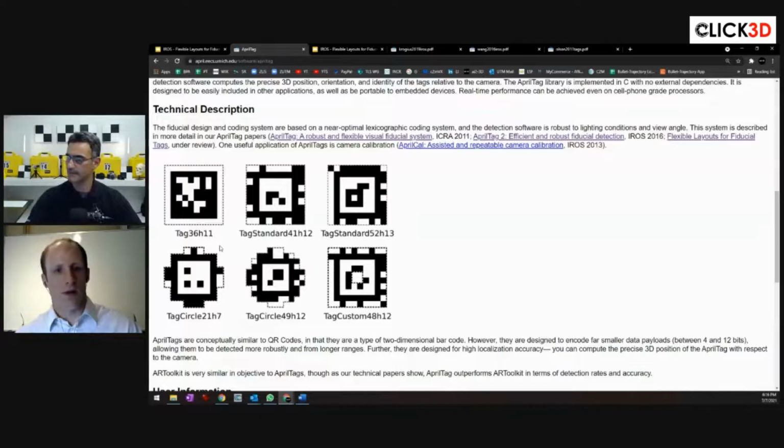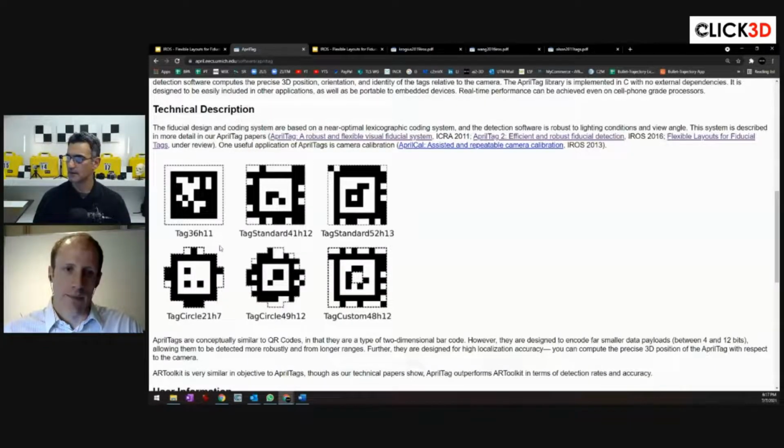For sure. The first number there is how many data bits are in the tag, so how many of those black and white squares. For each of these different tag layouts, we might have ones that have more data bits and ones that have fewer. That's a trade-off: the more data bits you have, the more different tags you have in that family, and the lower the false positive rate. But the trade-off is that each individual bit is smaller, and so you can't detect the tag from as far away.